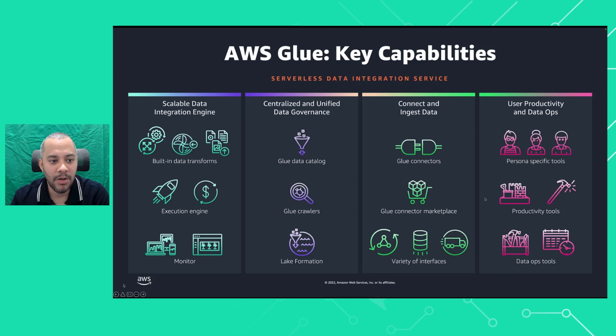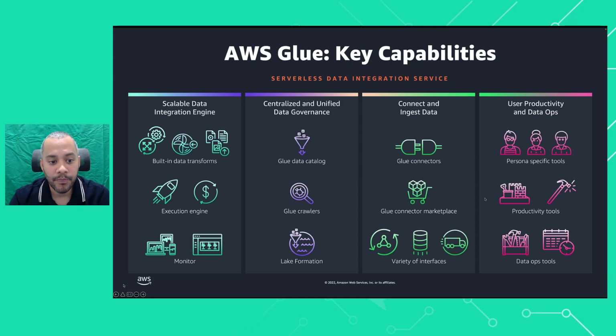Now let's talk about AWS Glue key capabilities. Okay, so we offer a scalable data integration engine. As I mentioned before, you can scale up or down your jobs depending on the nature of them. Okay. Also, we offer built-in transforms. Okay, so they can help you to speed up your ETL creation process because the most common transforms we offer out of the box. Okay. Also, we give you the option to monitor your jobs. So we offer a centralized UI in which you can go and you can see the execution of all your ETL jobs, and you can go and see the details about every single execution.